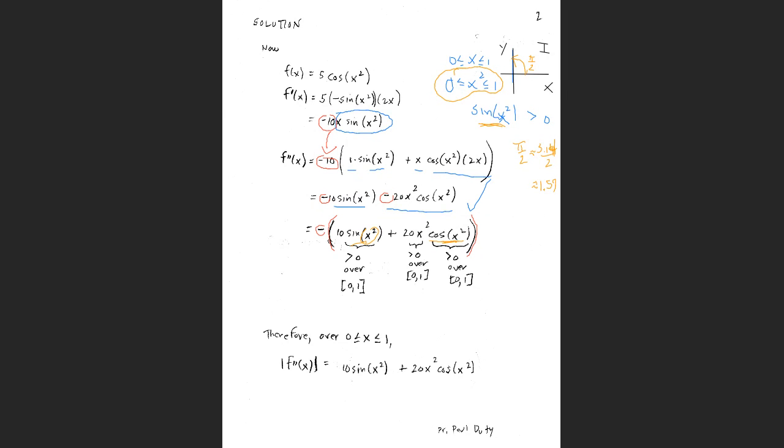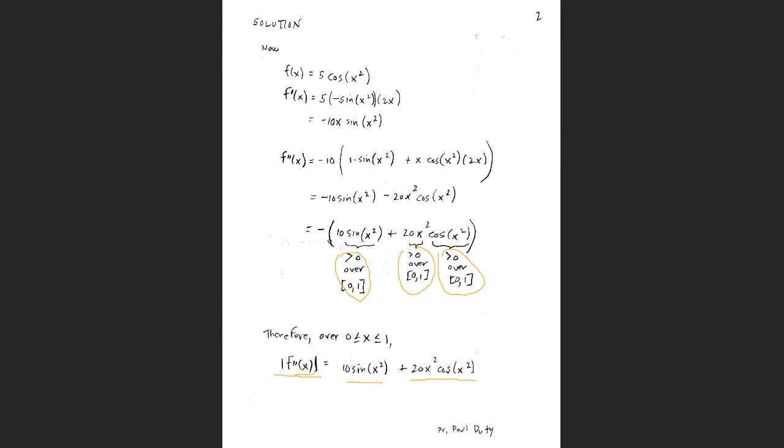Sines and cosines are positive in the first quadrant. So this is why I can make these comments below. All the little pieces of the second derivative are positive. And so this means that the absolute value of the second derivative would simply be 10 times the sine of x squared plus 20x squared times the cosine of x squared.